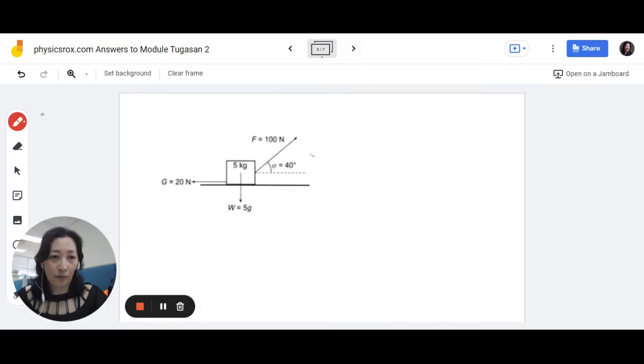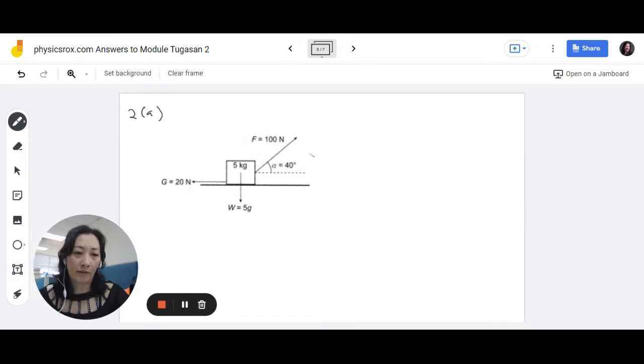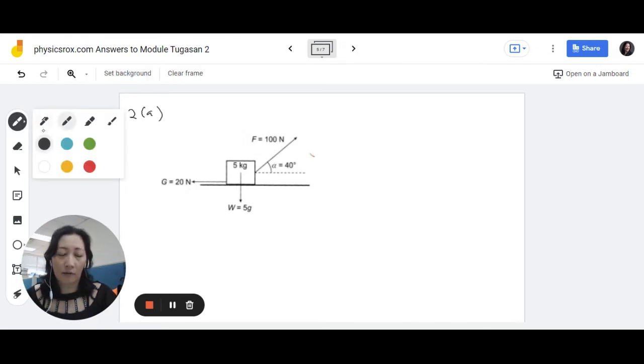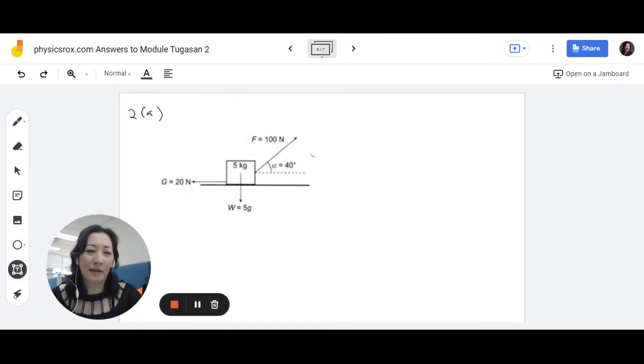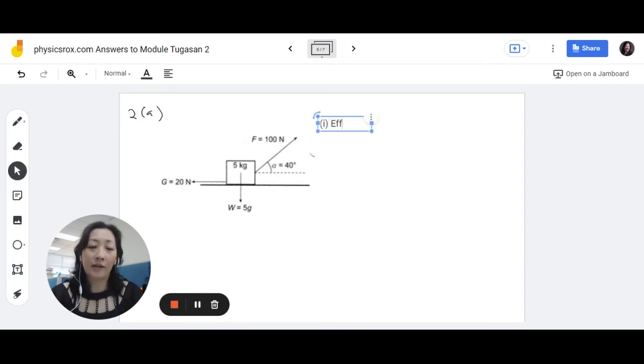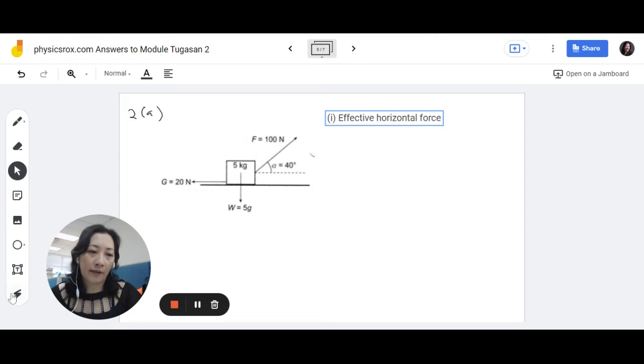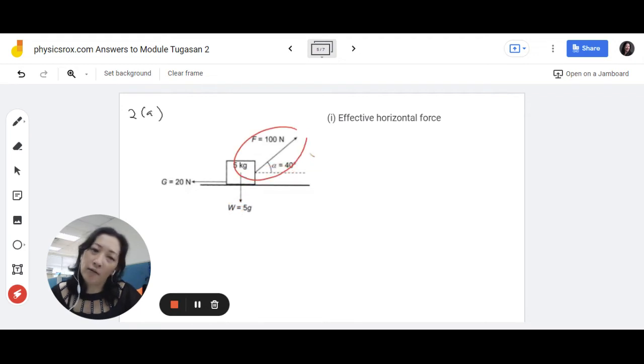Now let's look at question two. So this is question two, and question two is asking us for the effective horizontal and vertical forces. So before we do that, let's resolve Fx and Fy. So if F is 100 and alpha is, actually we don't have to resolve, let me do it this way. So the first question is asking us for the effective horizontal force. For the effective horizontal force, we need to find all the forces that are acting horizontally. So we have G, we can ignore this, and we find, oh, F is at an angle.